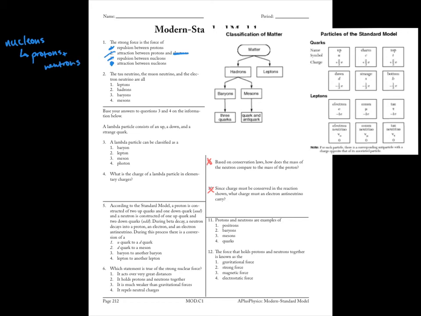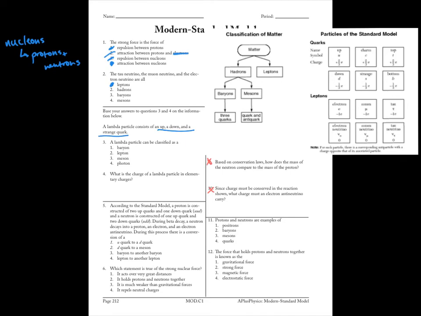Okay. Number 2, the tau neutrino, the muon neutrino, and the electron neutrino are all what? So neutrinos are all found here. Where are they? They're leptons. So that's our answer to number 2, choice 1.